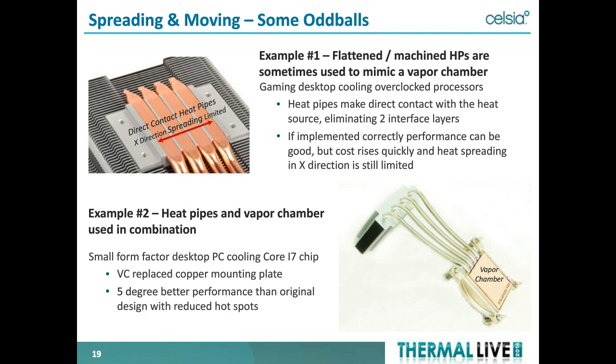Example number 2 shows an area where they wanted to upgrade the performance of that particular heatsink. It moved to the next generation processor, the i7 chip. There was a copper base on those 4 heat pipes, and that was changed out to use a vapor chamber, and they picked up 5 degrees better performance. Most of that had to do with the increased power density with the i7 chip.